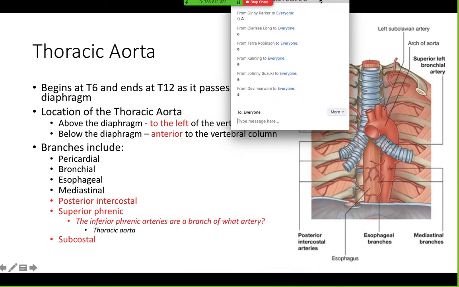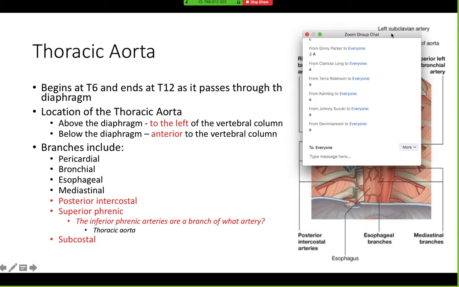So, let's see. Okay, so a couple important things. Make sure you realize that the aorta is located to the left of the vertebral column when you're above the diaphragm. Then when you're below the diaphragm, it's located anterior to the vertebral column. If you know these types of relationships, it's going to help you with your imaging, and it's going to help you in the practical, because some things are only on the left side, some things are only on the right side, and so on.